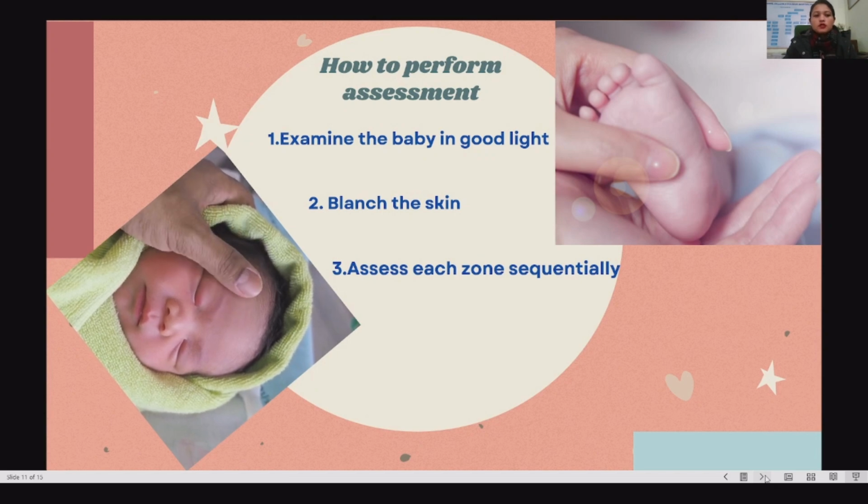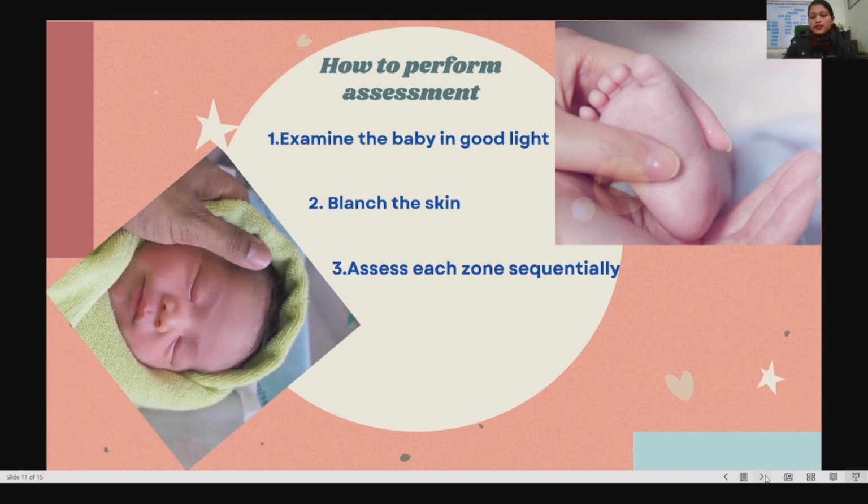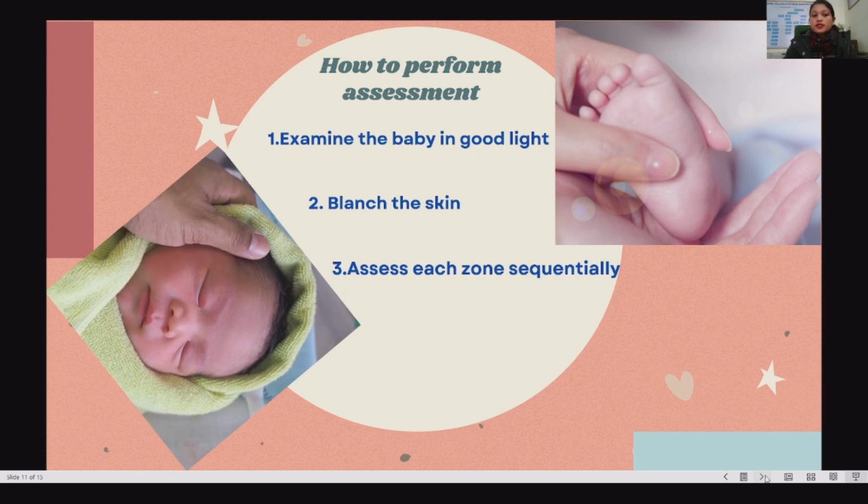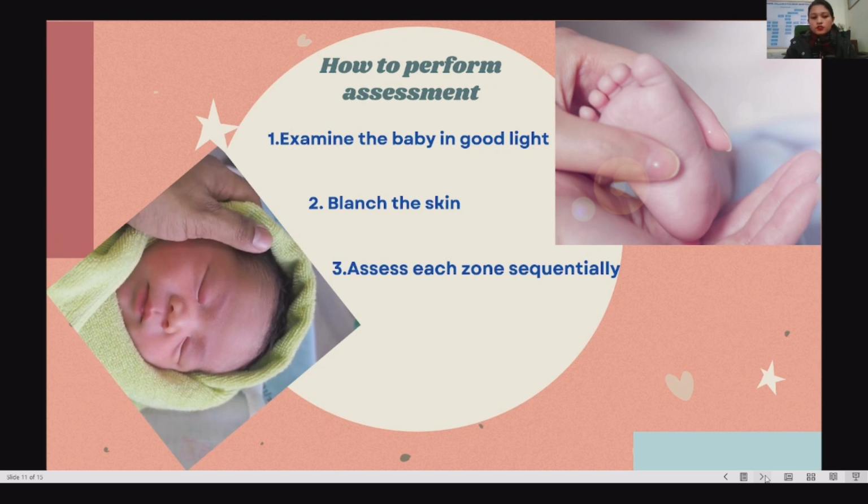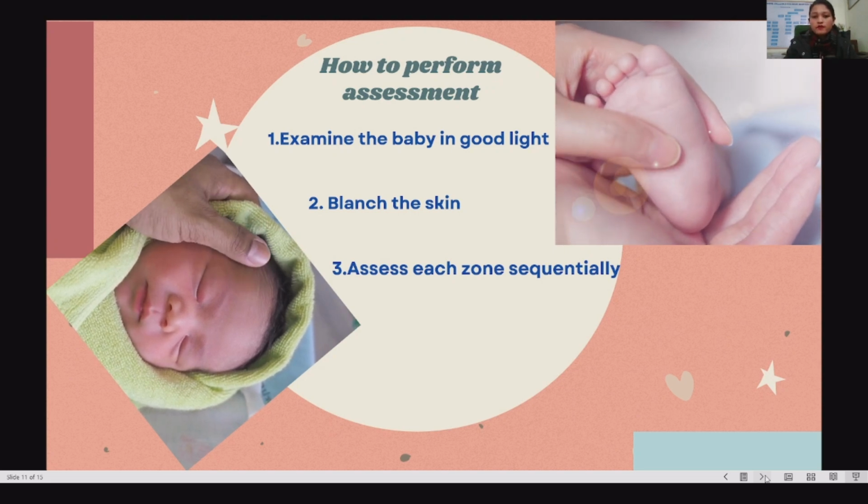Now, how to perform this assessment? We have to ensure that the baby is examined in very good light, the natural light or bright fluorescent light, for accurate observation. Dim light or shadow should be avoided.